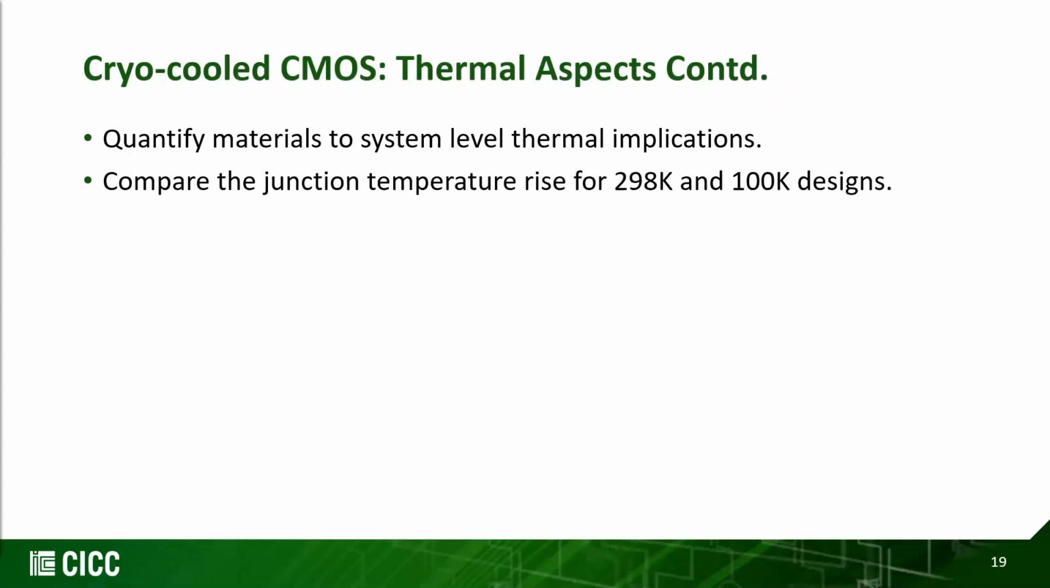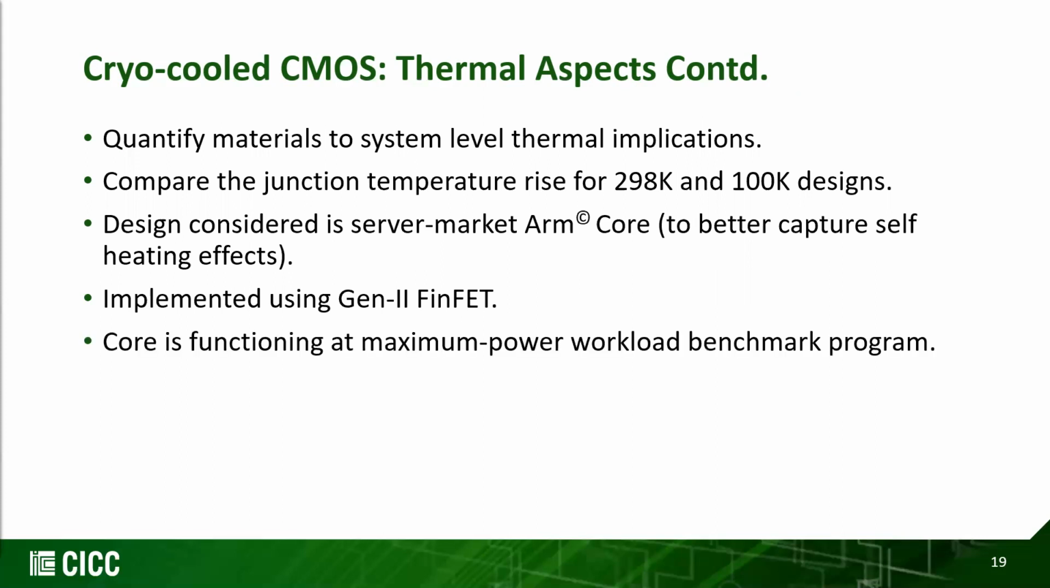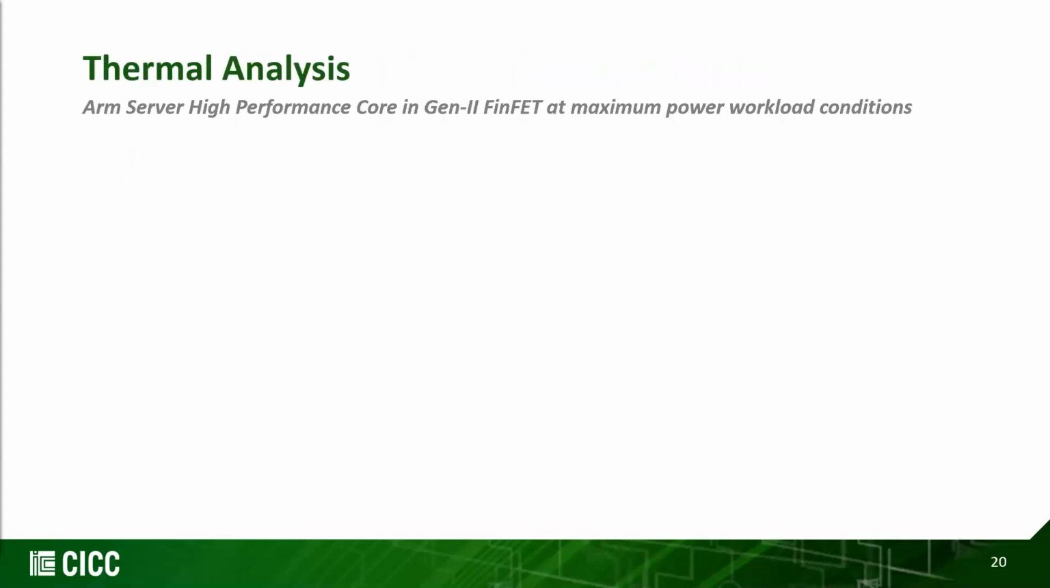We compare the rise in the junction temperature for 298 Kelvin and 100 Kelvin designs. To better capture the self-heating effects, we consider the design of an ARM server high-performance core implemented using Gen 2 FinFET technology functioning at maximum power workload benchmark program. The design is divided into fine mesh, and the average temperature for all points in that mesh is computed to obtain the temperature in that mesh. This will yield the heat maps for the design. We use industry standard tool Cadence Celsius for this analysis.